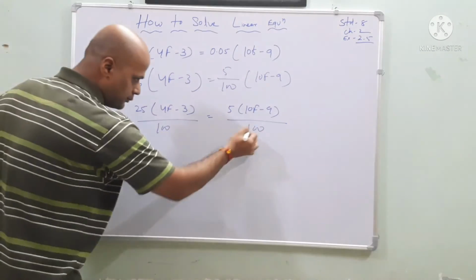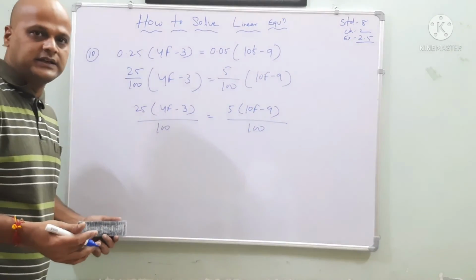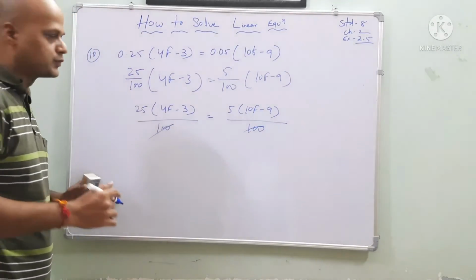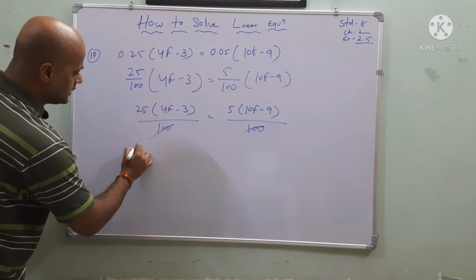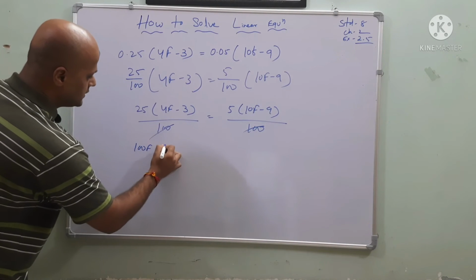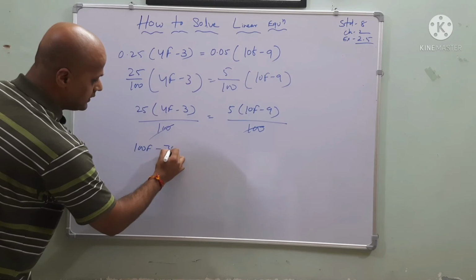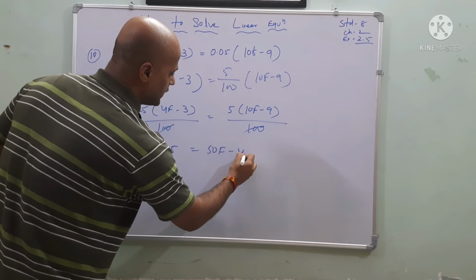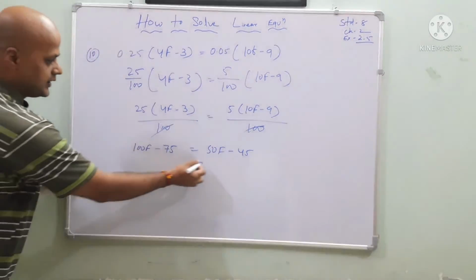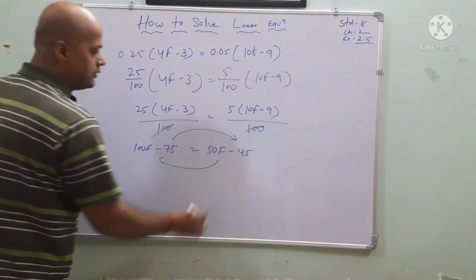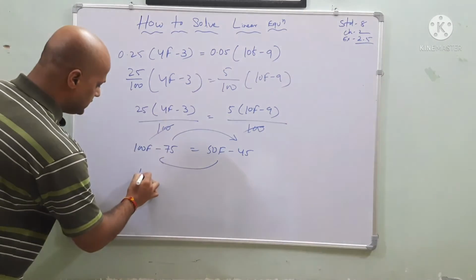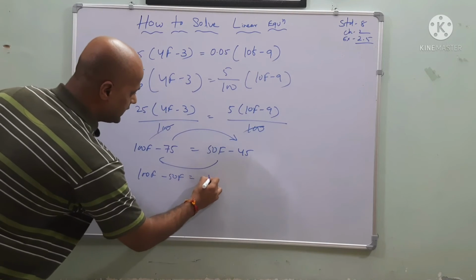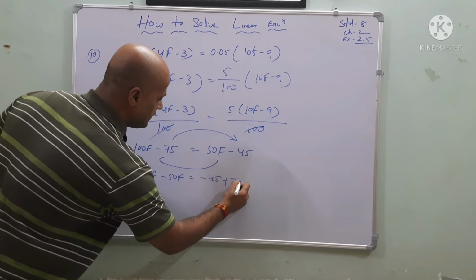Here you can cancel both of them. Let's go for the cancellation process. So directly multiply it: 100f minus 75 is equal to 50f minus 45. Okay. So bring the variable and constant in one place. So what is that? 100f minus 50f is equal to minus 45 plus 75.